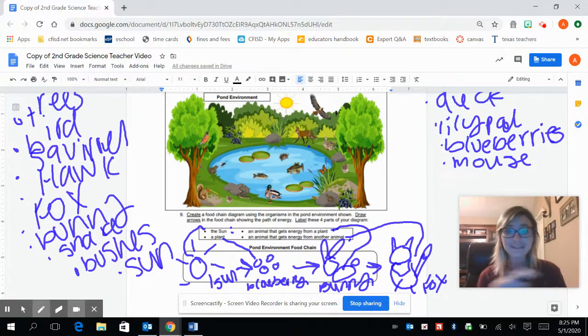So all of this information about our environment right here and all of the information I'm giving you about these food chains should help you do your assignments this week. Ms. Dodd is also going to post a picture of the food chain that I drew to help you guys out.